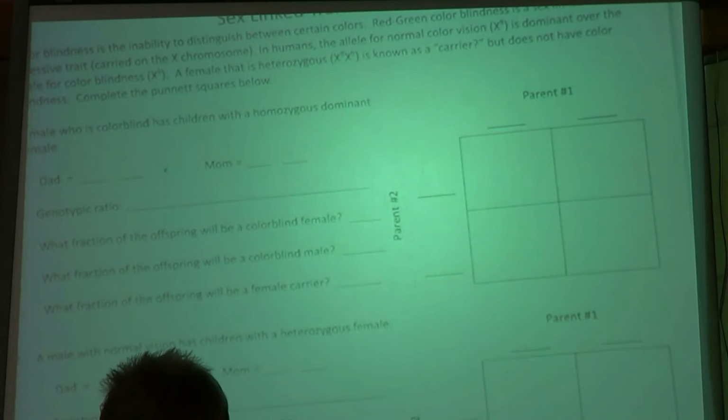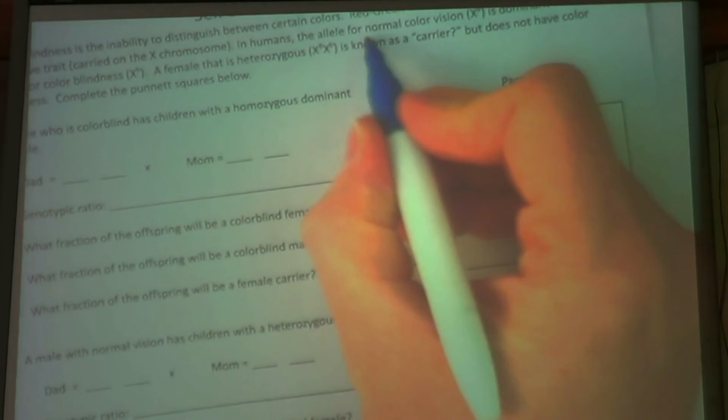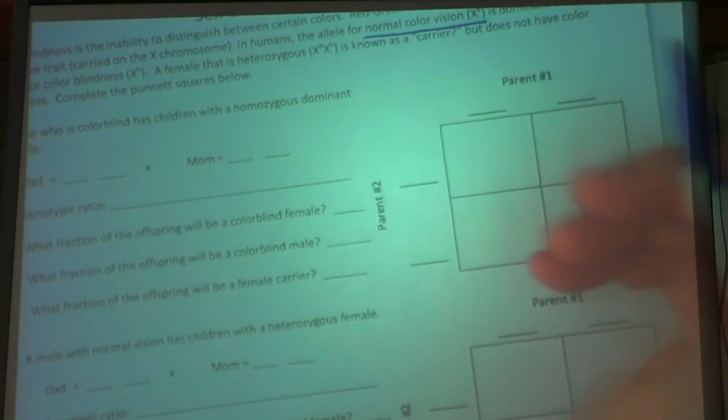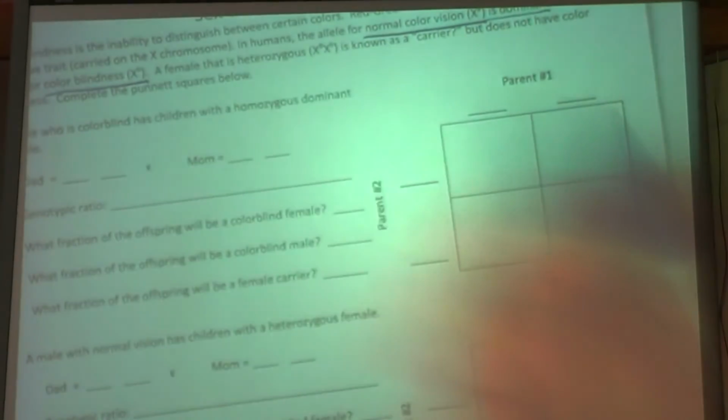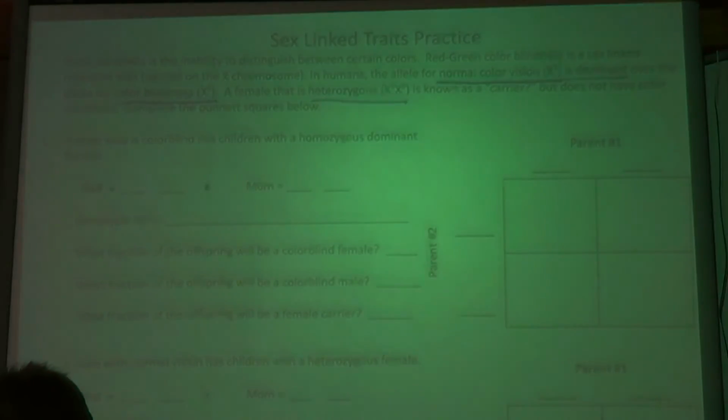Red-green color blindness is a sex-linked recessive trait. It's carried on the X chromosomes. Normal vision is X, big B, which is dominant, over color blindness, which is X, little b. Heterozygous are called carriers. Oh, I forgot to write that on the other one.